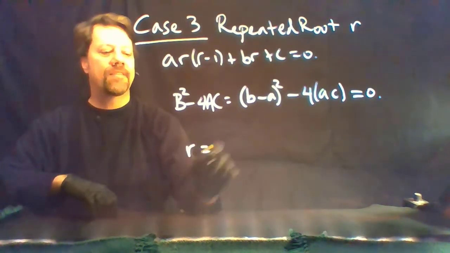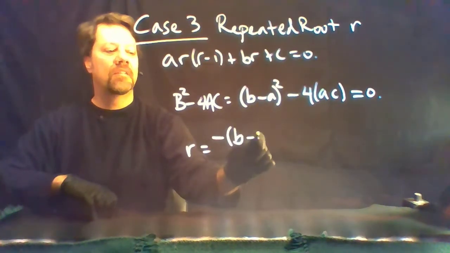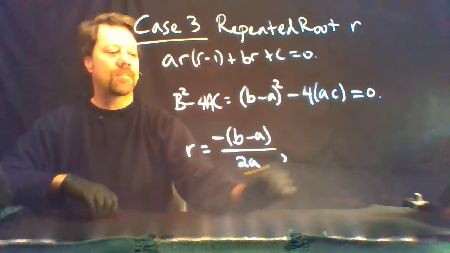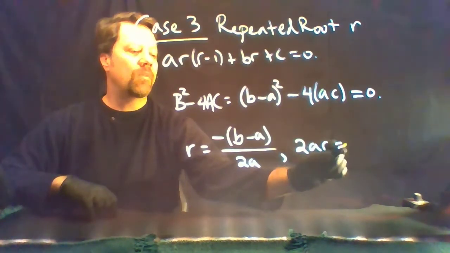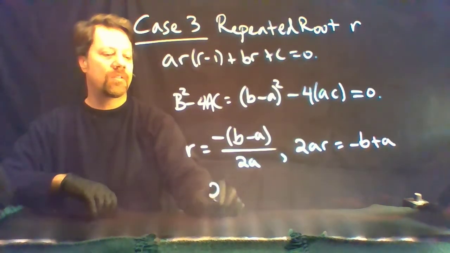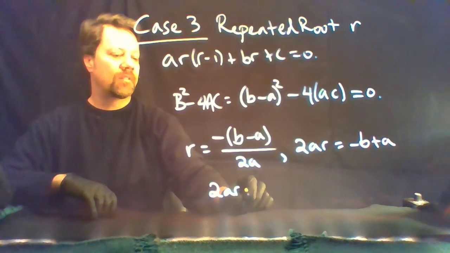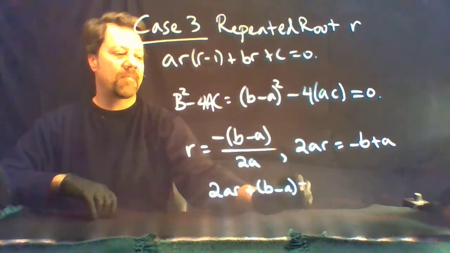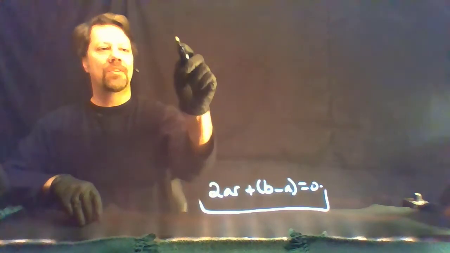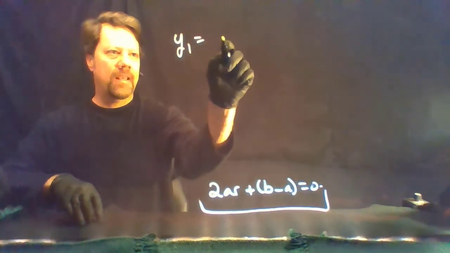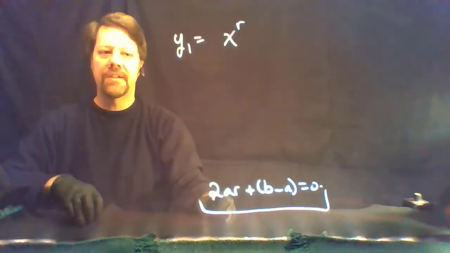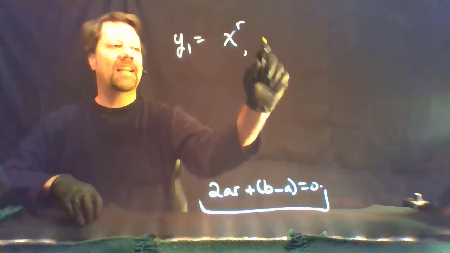the quadratic formula gives us r is negative b minus a over 2a. That means 2ar equals negative b plus a, or in other words, 2ar plus b minus a is equal to 0. We have a solution, y1 equals x to the power r, where r satisfies this equation here. However, we need a second linearly independent solution.